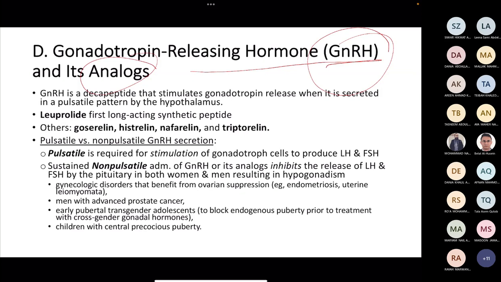في عندنا many products. في عندنا لوبرولايد, جوزيرالين, هذول they are very famous. وزي ما قلنا if you use them in pulsatile fashion يعني in pulses, this mimics the menstrual cycle, while on the other hand if you use them in non-pulsatile fashion or continuous administration they cause inhibition to the system.